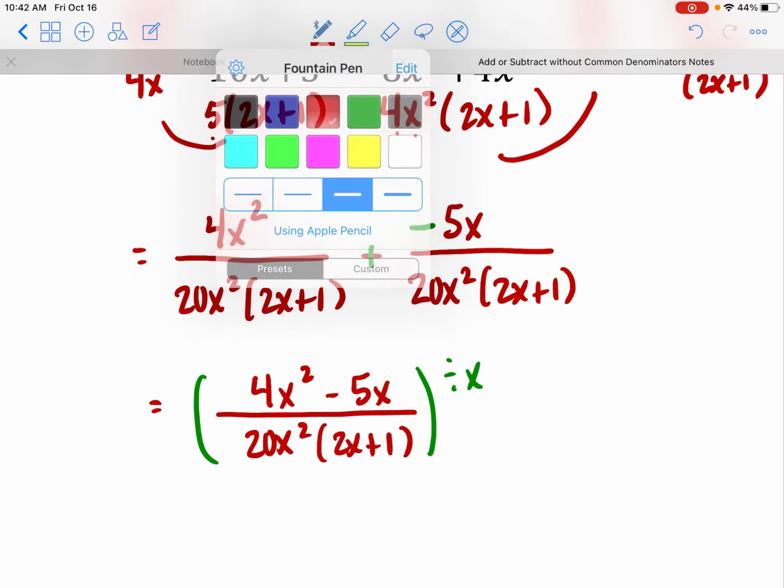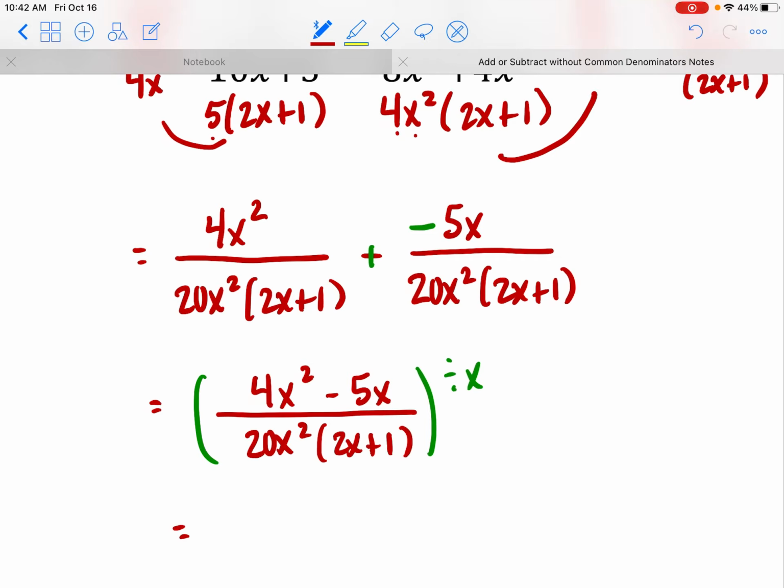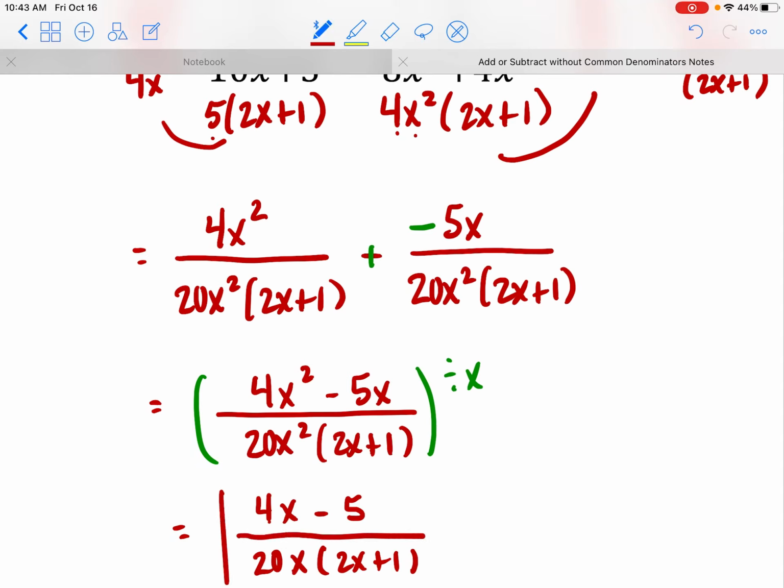So if I reduce the fraction by dividing out that x, I'm going to have a 4x left, just a minus 5 left, and then a 20x to the first left, and the 2x plus 1. Hopefully that wasn't surprising again, because we could have reduced out an x in the beginning of that one fraction. Since I chose not to, it ended up coming out in the end. Okay, but there it is. 4x minus 5 over 20x times 2x plus 1.